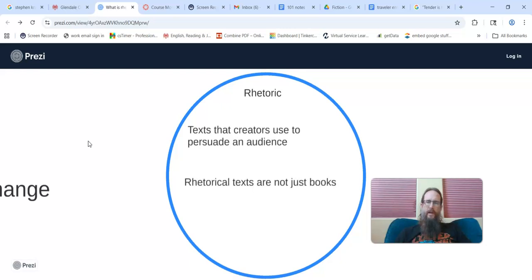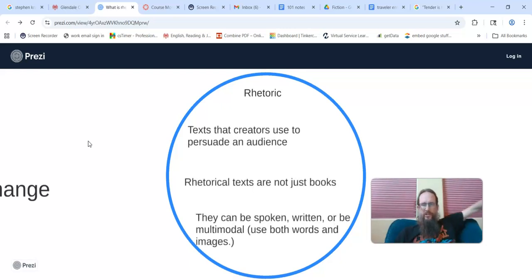When we talk about rhetoric in English class, it's generally arguments, things that are used to try to persuade people. Doesn't have to be an article, it could be a speech, right? Or it could even be an advertisement, right? If you passed a billboard on your way somewhere today, that's a form of multimodal rhetoric that uses words and images to try to convince you of something, right? In that case, it would be to buy something.